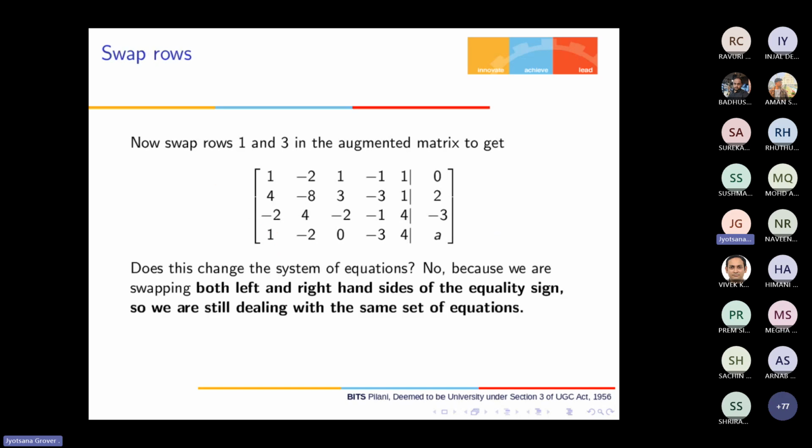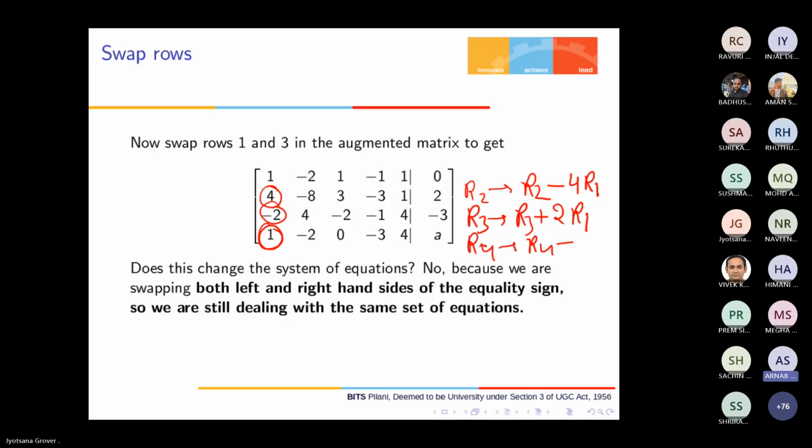Okay, now what is the next step? You have to convert these entries to 0. So what should I do? R2 is R2 minus 4R1. R3 is R3 plus 2R1. Then R4 is R4 minus R1. So let's see what we get.